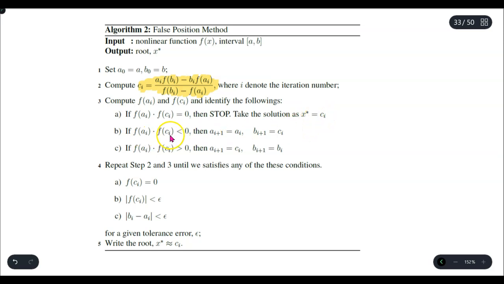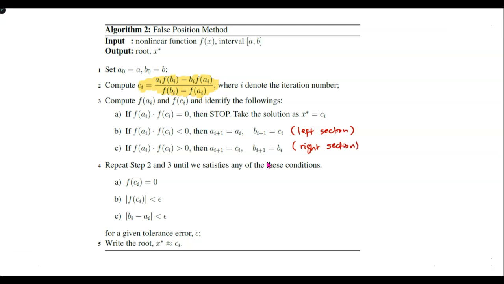If f(a) times f(c) is negative, less than 0, then in the next iteration, B needs to be changed. It means with this condition, we actually consider the left section. And if f(a) times f(c) is a positive value, greater than 0, then in the next iteration, A needs to be changed, B remains. This is where we actually consider the right interval or the right section to proceed with our next iteration.